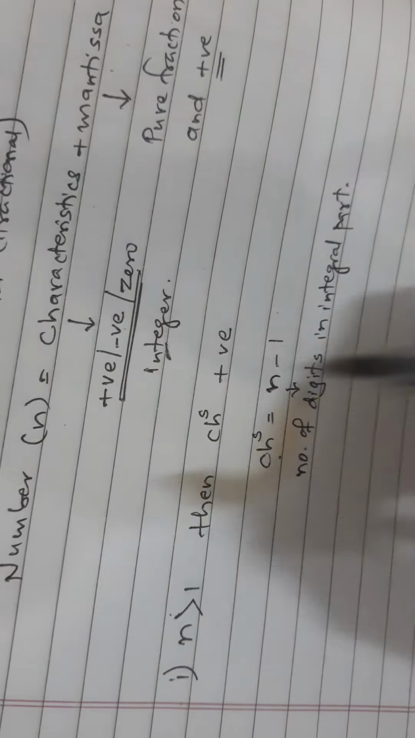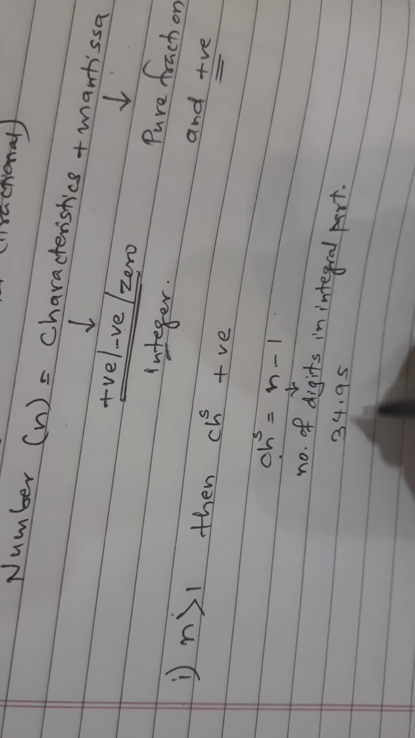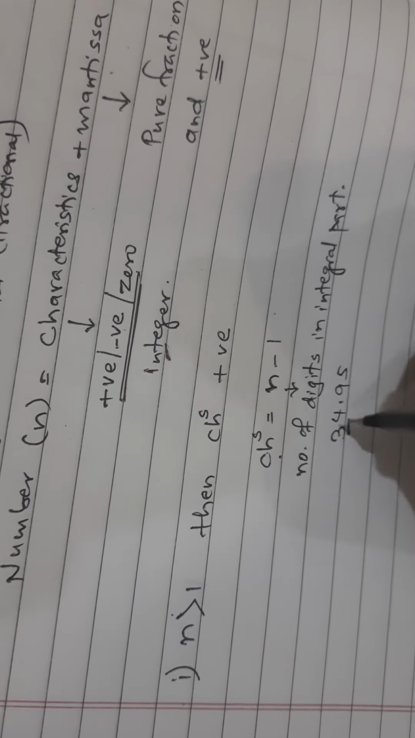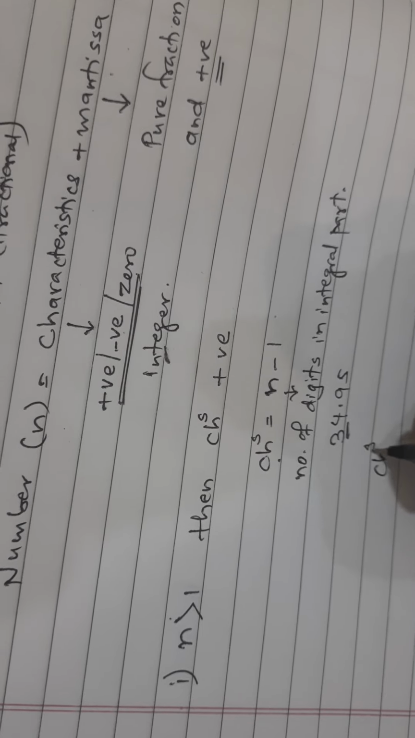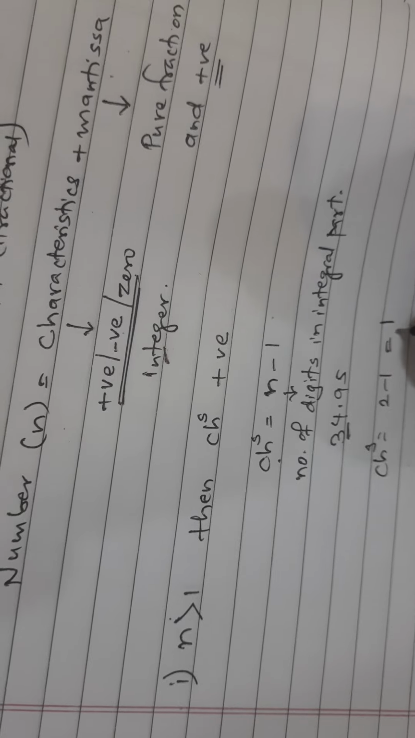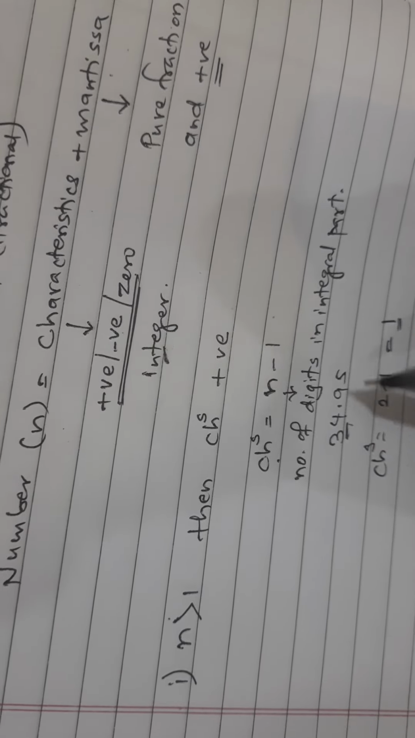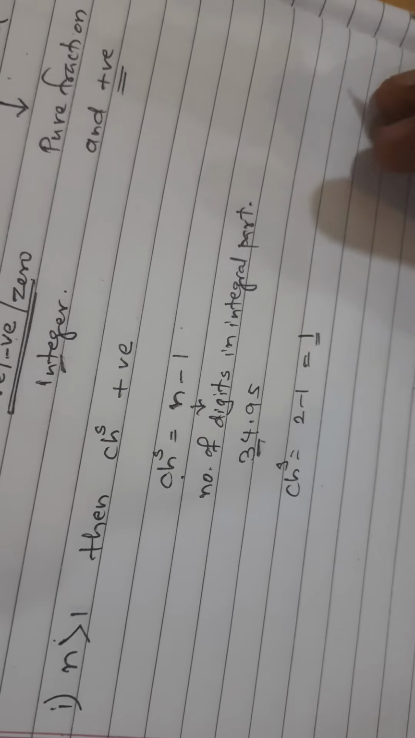Now, what is the characteristic of 34.95? In 34.95, 34 is the integral part. The number of digits in the integral part is 2, and therefore the characteristic is 2 minus 1, which is equal to 1. Therefore the characteristic of 34.95 is 1. In this way, we can find the characteristic of the number.